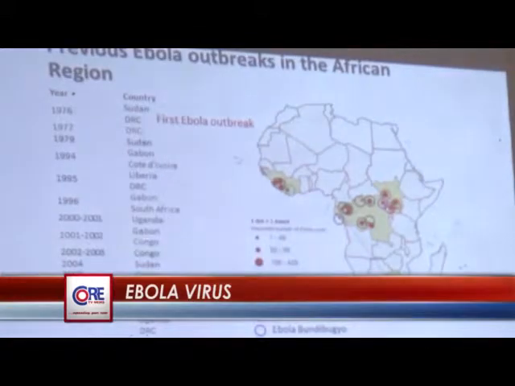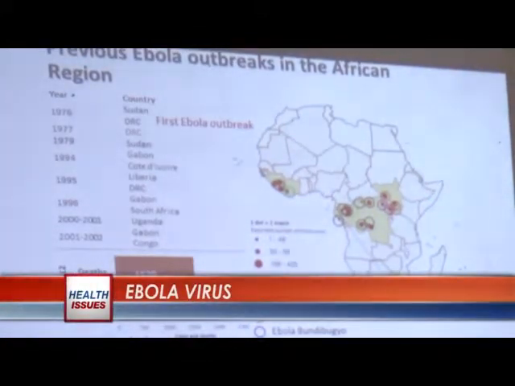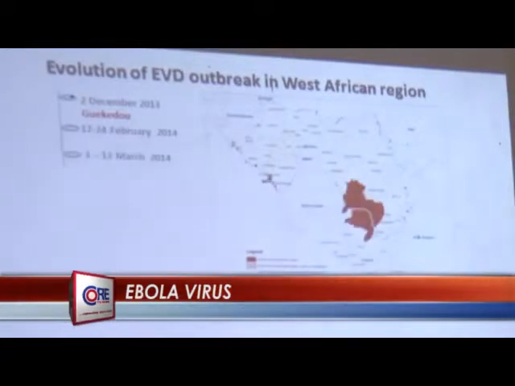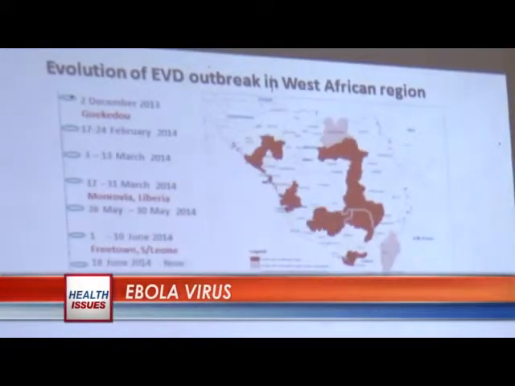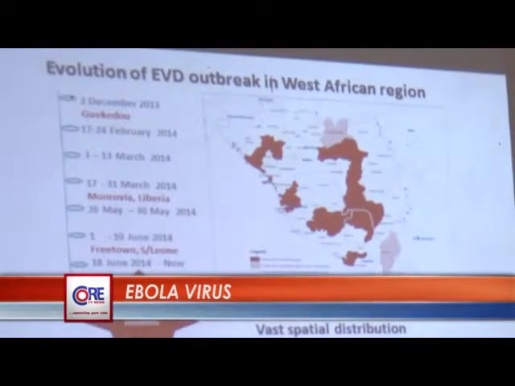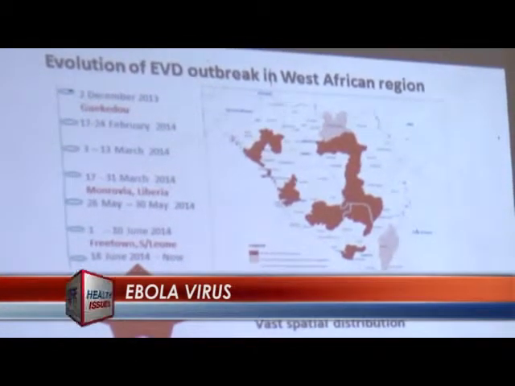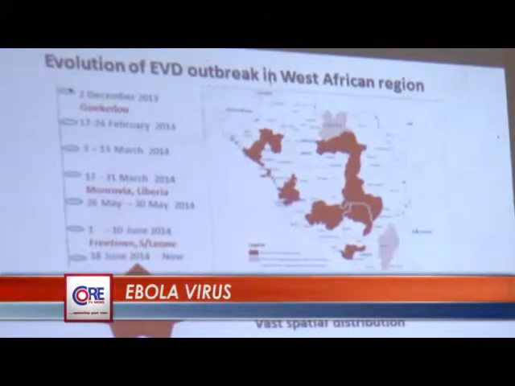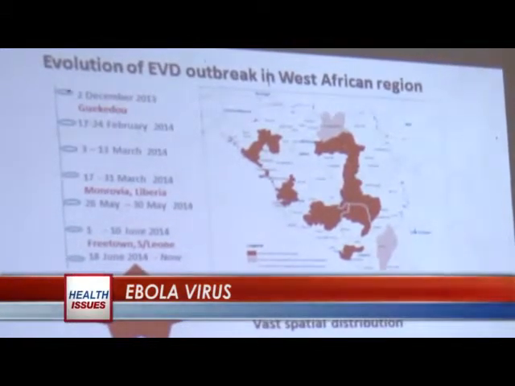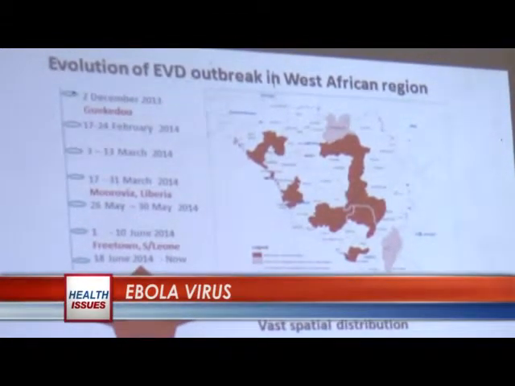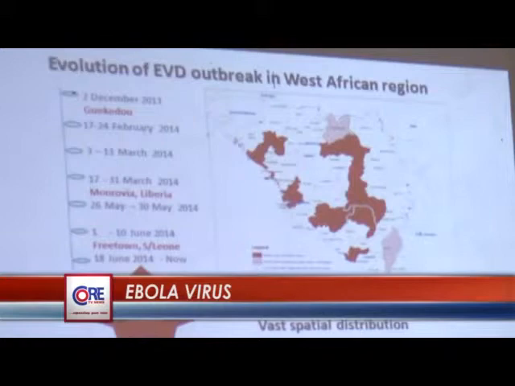For Guinea, we have the highest, a 75.6% fatality rate. People die there more. Next, for Liberia, about 60% fatality rate, and then Sierra Leone also 60%. So none is lower than 50%. It's a killer.